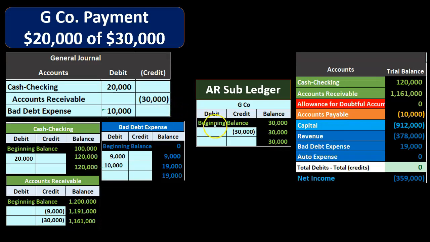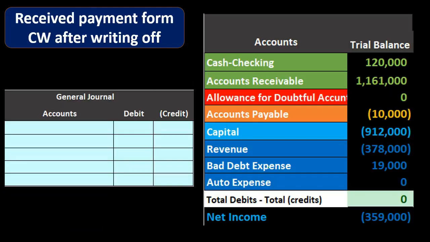This 30,000 goes here, and that's going to bring the balance down to 0. So that's critical. We know that G company doesn't owe us any more money. They paid us 20, even though they owed us 30. We took the entire 30 off the books, not leaving that 10,000 still owed to us because we gave up on it, and therefore need to take the entire 30 off the books, bringing them down to 0.